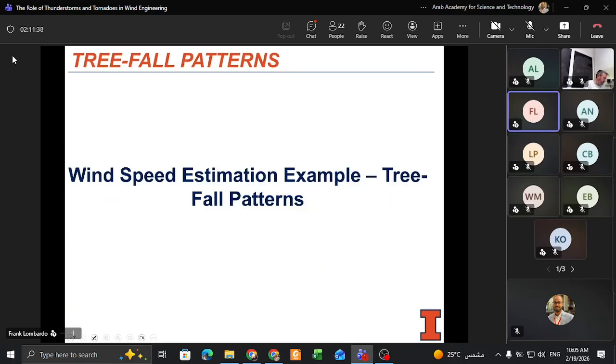Okay. All right, so let's talk about one particular wind speed estimation method. And we're going to talk about tree fall patterns specifically, because it's probably one of the ones that I was more heavily involved with. And talk just generally about how this method will work.